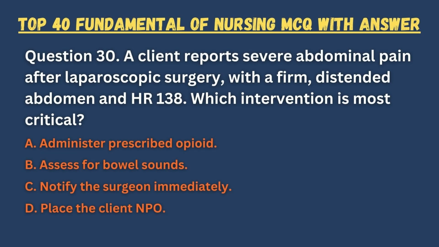Question 30. A client reports severe abdominal pain after laparoscopic surgery with a firm, distended abdomen and heart rate 138. Which intervention is most critical? A. Administer prescribed opioid. B. Assess for bowel sounds. C. Notify the surgeon immediately. D. Place the client NPO.